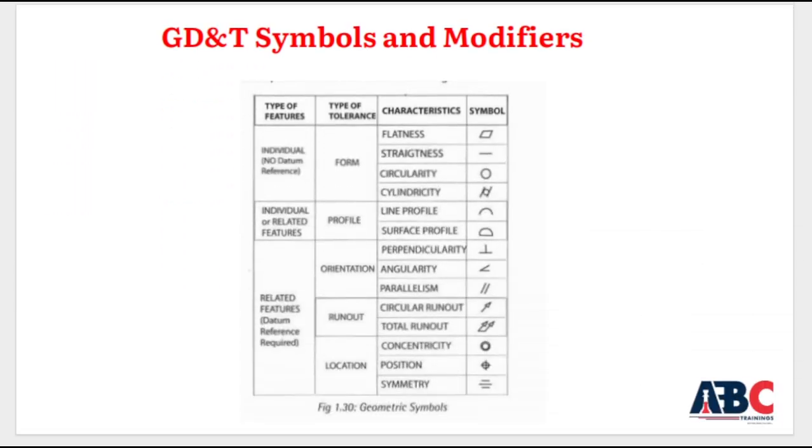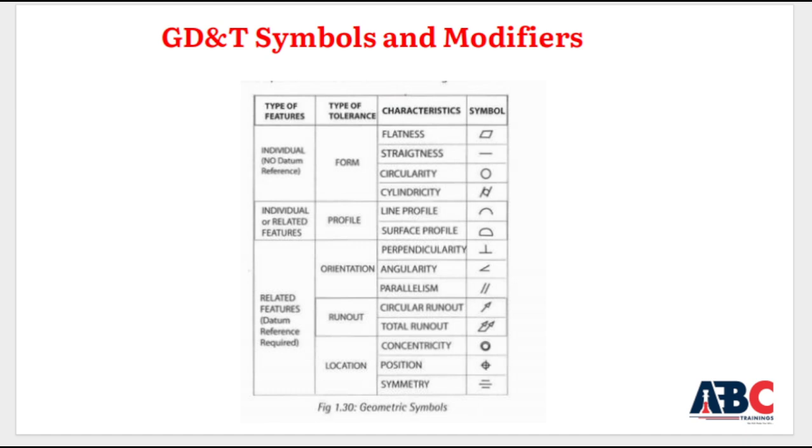GD&T symbols and modifiers. GD&T को सिंबल्स और उसके मॉडिफायर्स की हेल्प से हम एक्सप्लेन करते हैं। इन सिंबल्स और मॉडिफायर्स को हम मल्टीपल टाइप्स में डिवाइड करते हैं। टाइप्स ऑफ फीचर में अगर हम इंडिविजुअल नो डेटम रेफरेंस देखते हैं तो टाइप ऑफ टॉलरेंसेस इंडिविजुअल के फॉर्म है and form has many characteristics.